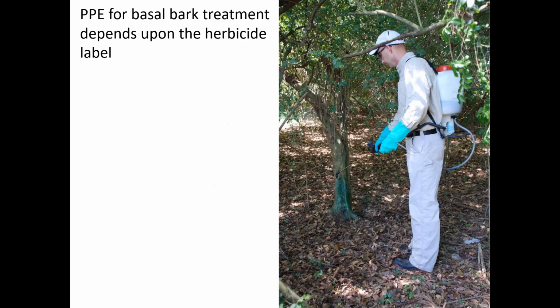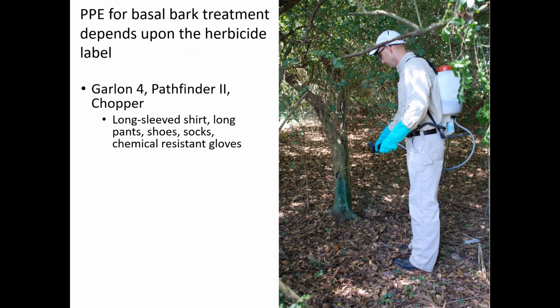Okay, so PPE for all these depends upon the labels. Okay, for Garlon 4, Pathfinder 2, and Chopper: long sleeve shirt, long pants, shoes, socks, chemical resistant gloves. What's missing there? Eye protection. Holy cow. These labels do not specify eye protection when doing basal bark. Do you know what I recommend? It's okay to go over the label PPE and use eye protection. I recommend eye protection for any pesticide applications in general.